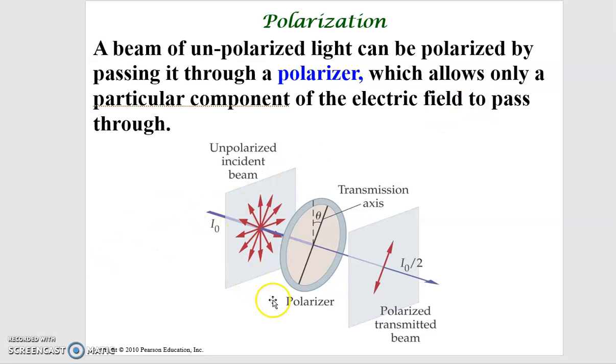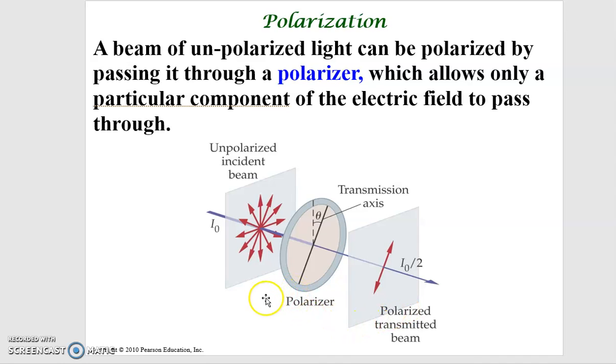All the other directions of the electric field will be blocked. So the polarizer chooses a particular component of the electric field to pass through, which means that after passing through the polarizer, the electric field will only have one direction left. Originally you have an unpolarized EM wave, and after that you have a polarized EM wave. So the polarizer is a very important approach to make an unpolarized beam polarized.